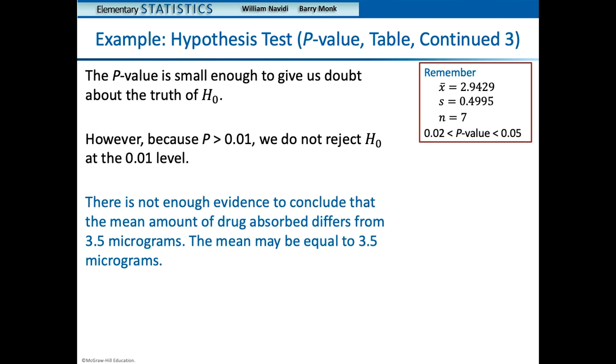And then we will compare that to our given value of alpha. We were asked to conduct the test at the 0.01 level of significance. Now, if the p-value is between 0.02 and 0.05, it's a pretty small p-value, but it's still larger than 0.01, right? So at the 0.01 level of significance, we will not reject the null hypothesis. And we will say there is not enough evidence to conclude that the mean amount of drug absorbed differs from 3.5 micrograms. The mean might be equal to 3.5 micrograms.